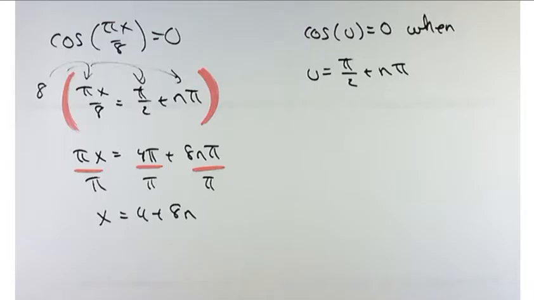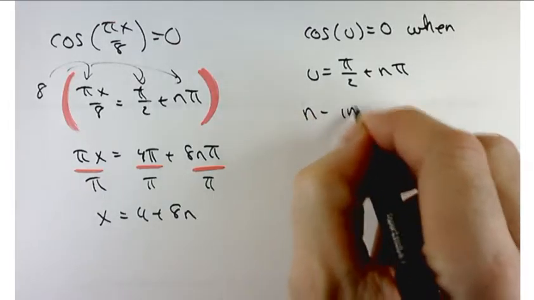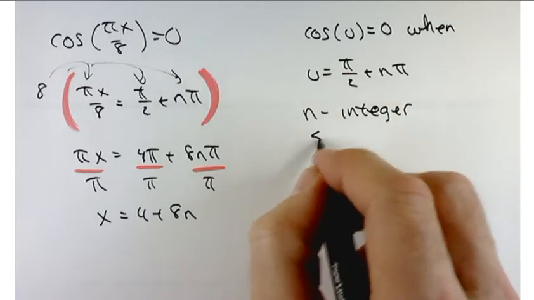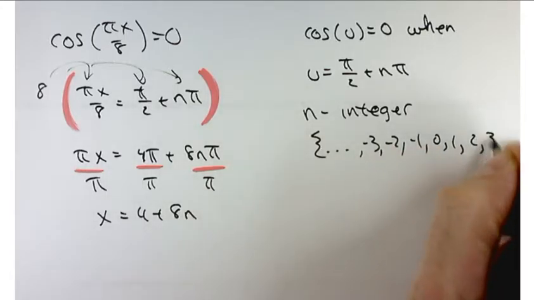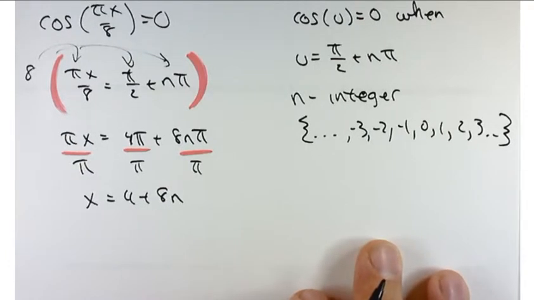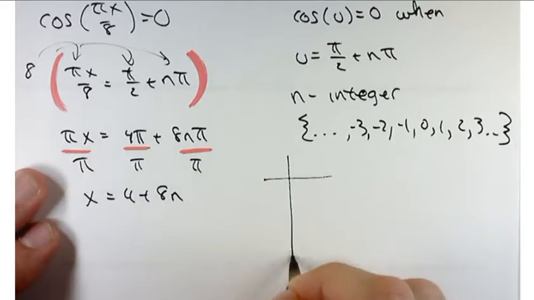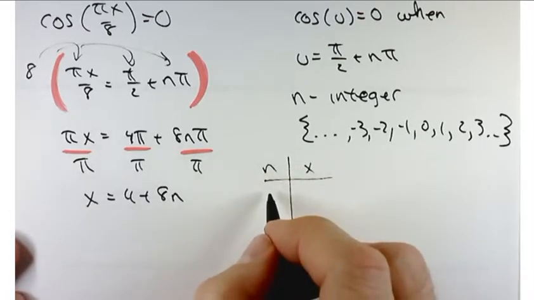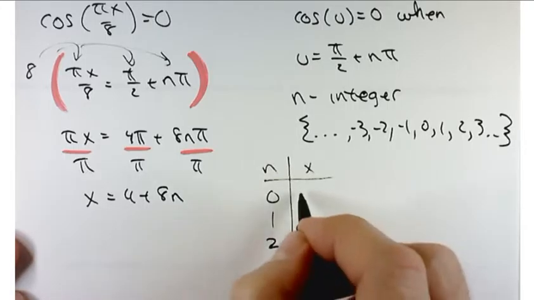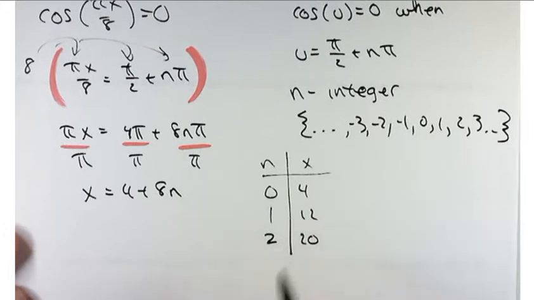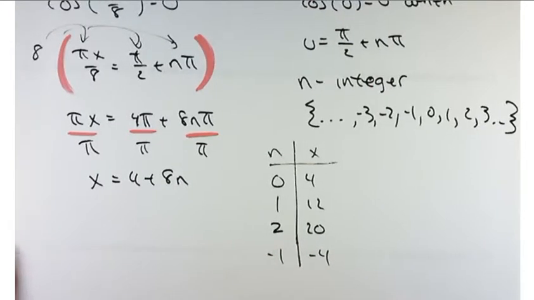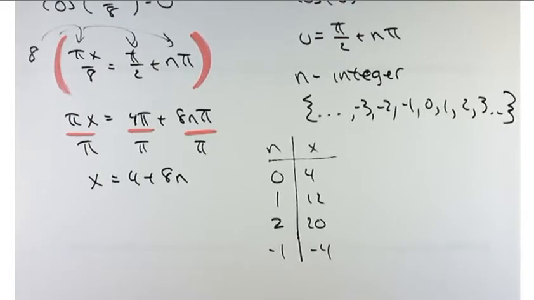Now, what does n represent in all this? Good. N is an integer. So those are numbers like -3, -2, -1, 0, 1, and 2, and so on. If you're to make a little table of these types of values, n and x, you'd find values like this. You'd have 4, 12, 20, etc. And you can plug in some negative values as well. -1, -4. But those are going to be the places where your function is undefined, where we run into a point in the domain where it's not defined.